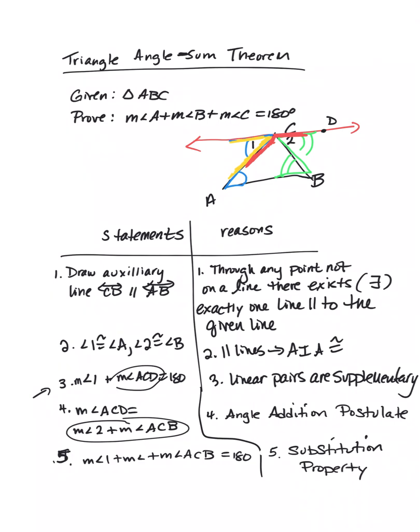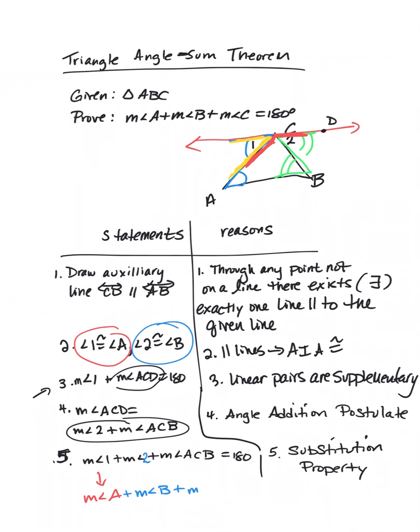Then keep in mind, we had said earlier that angle 1 is equal to angle A. So we can replace angle 1 with angle A. And likewise, we said angle 2 is congruent to angle B. So somehow I left out my 2 here. Sorry about that. We have the measure of angle B here.